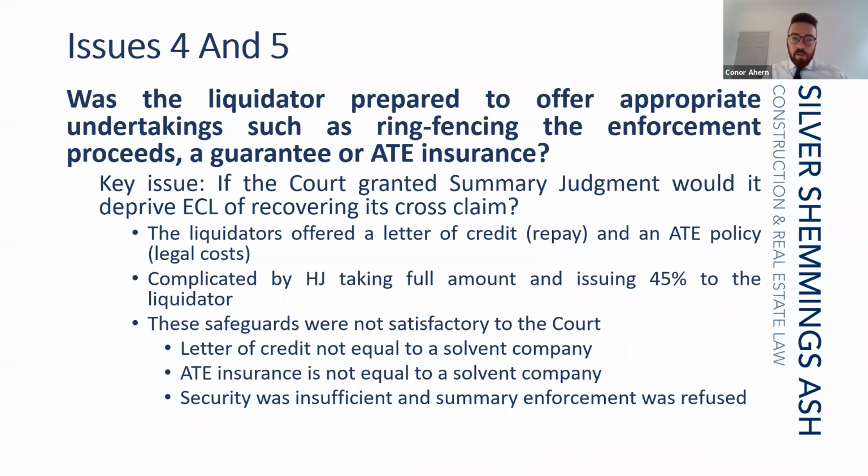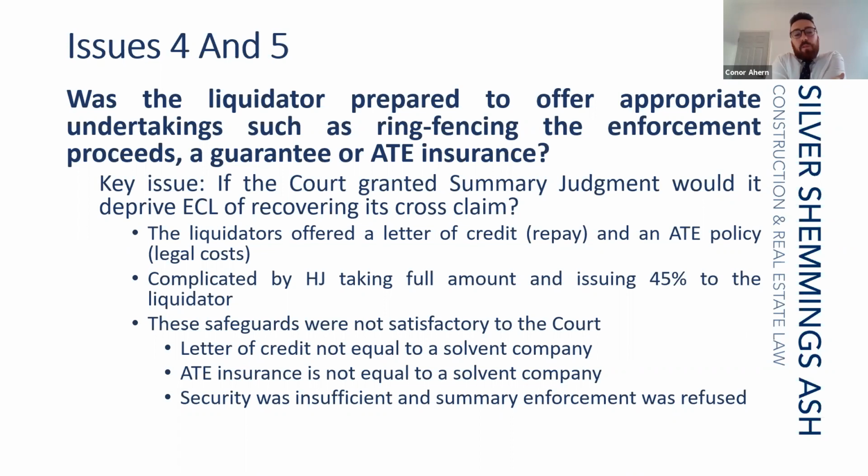Now, on the facts of this case, it was complicated by the agreements entered into by the liquidator with third parties. You remember earlier I said that they entered into an agreement where they assigned the debts of John Doyle Construction to a company called Henderson Jones. And the agreement with Henderson Jones was that if they would reach a settlement, Henderson Jones would take the full amounts, and they would issue 45% to the liquidator. So there you can see a problem with trying to ring fence money with the liquidator, because already the party who have been assigned the debts are entitled to retain 55%. Therefore, that money is effectively going to evaporate.